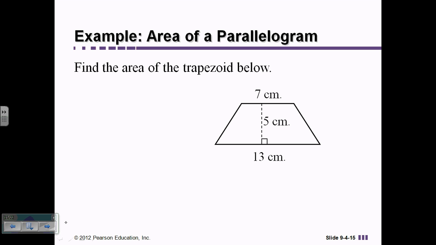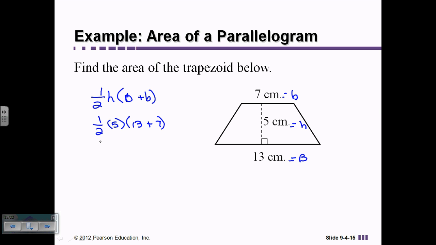So let's look at an example of that. In this case, we're going to call the 13 big B, and we're going to call the 7 little b, and the 5 is our height. So our formula is 1/2 times the height times big B plus little b. So 1/2 times the height, which is 5, times big B, which is 13, plus little b, which is 7.